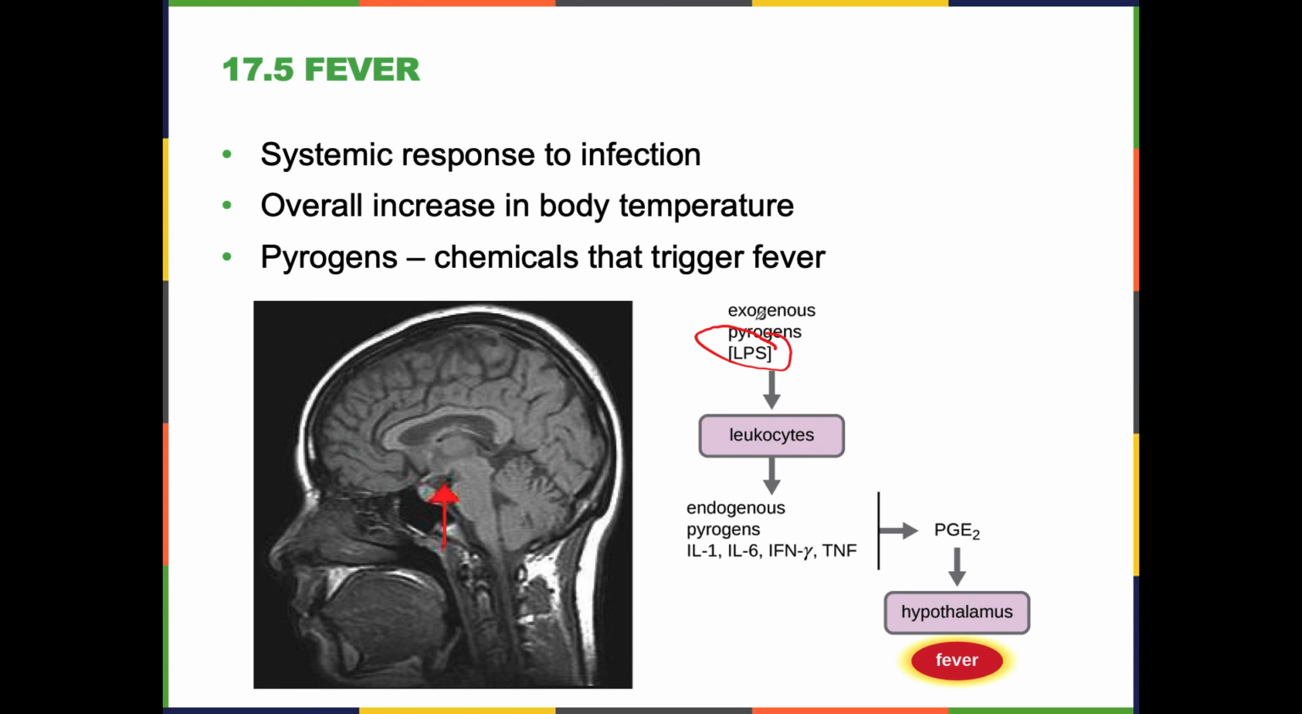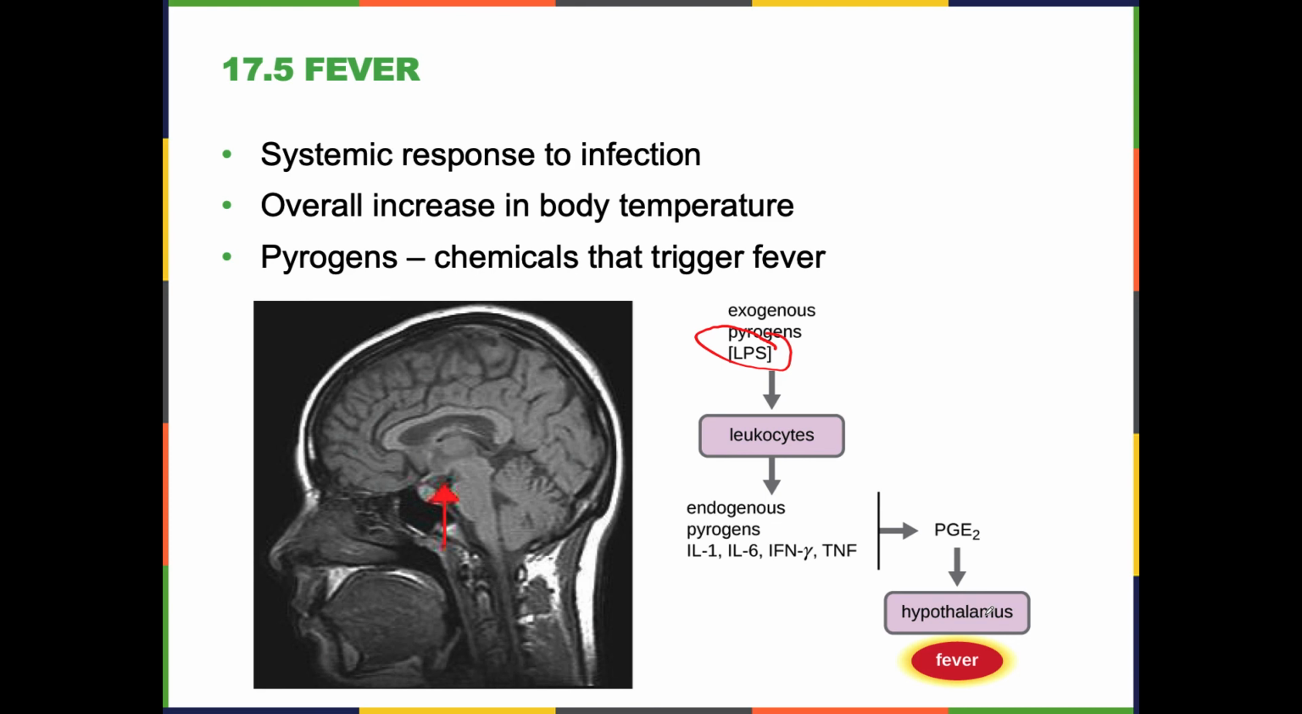Or we can have endogenous pyrogens, which will trigger leukocytes to release interleukin-1, interleukin-6, interferon gamma, tumor necrosis factor, all these various endogenous pyrogens, which then go to this pathway to our brain and it says, okay, time for fever. And then we simply increase body temperature, right?